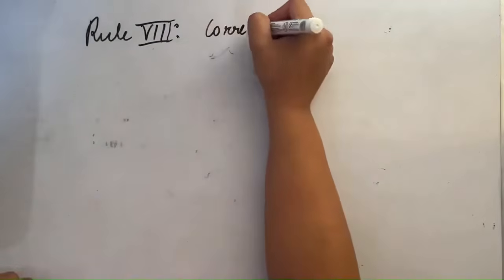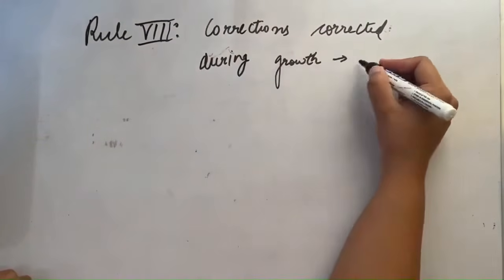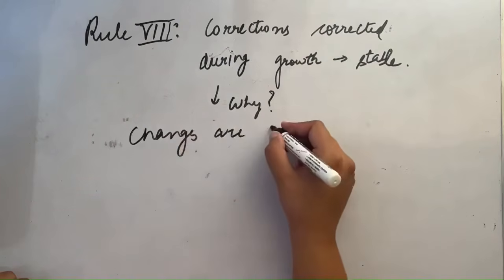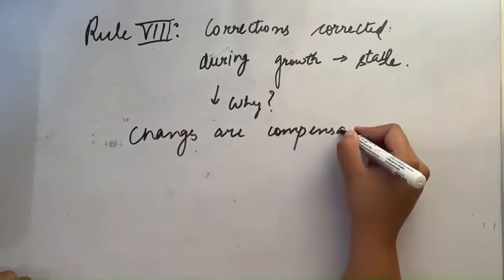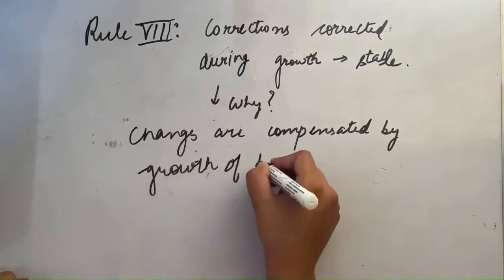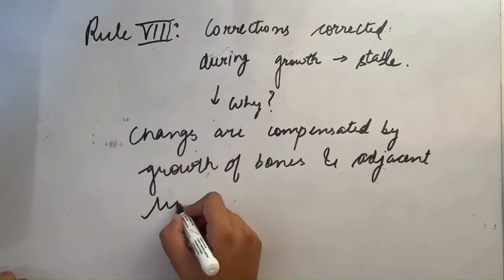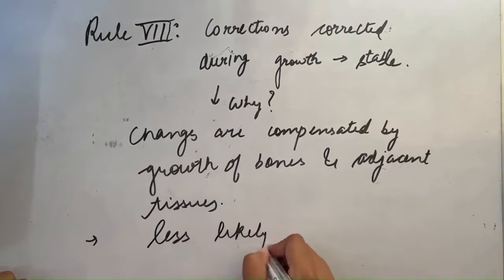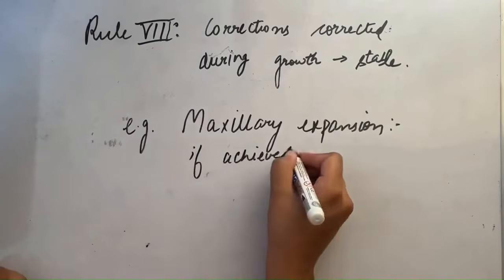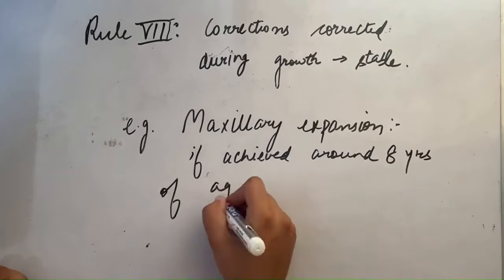Next is Rule 8, stating that corrections done during the growth period are more stable than corrections achieved during adult age. The reason behind this is that during growth, the musculature is also growing, and with that it is able to grow around the corrections achieved during this period. This provides more stable results, less use of retention procedures, and is less likely to relapse. Also, maxillary expansion done during growing age of around 8 years provides stable and better results in the long run.